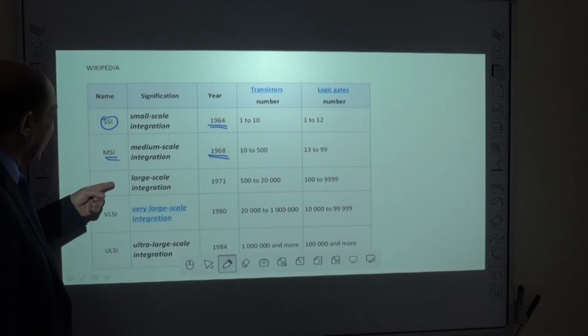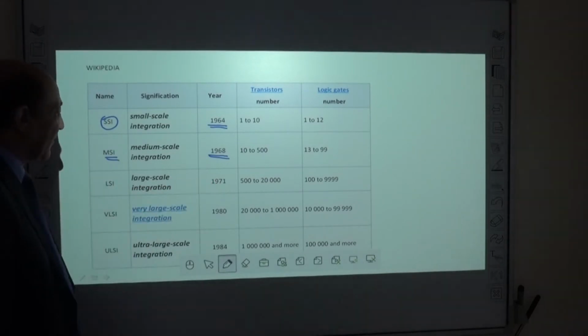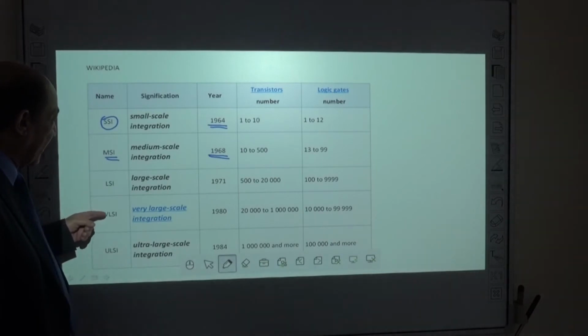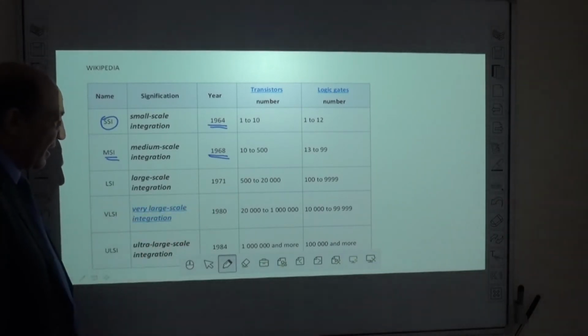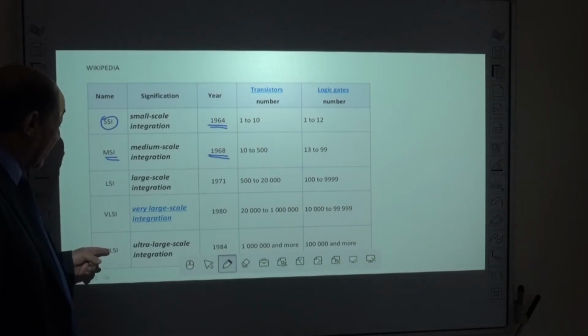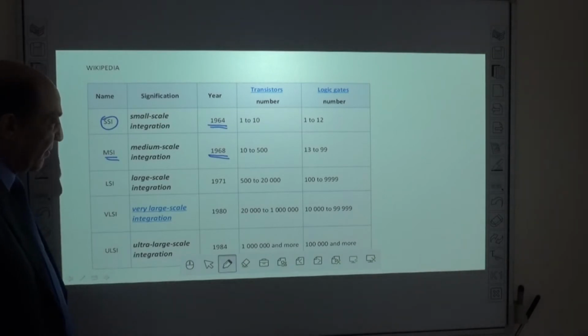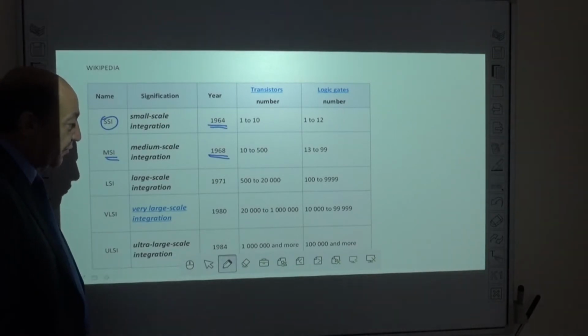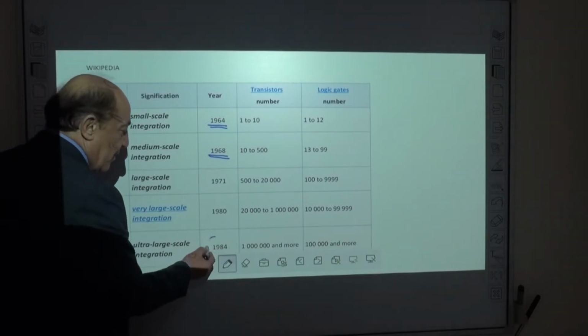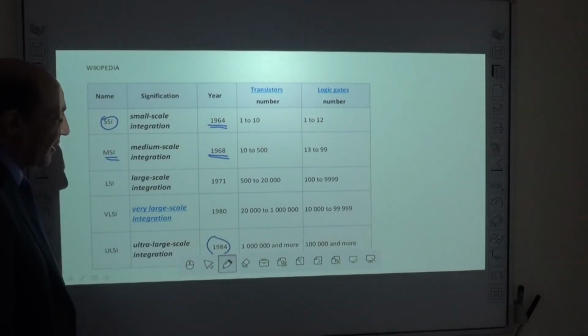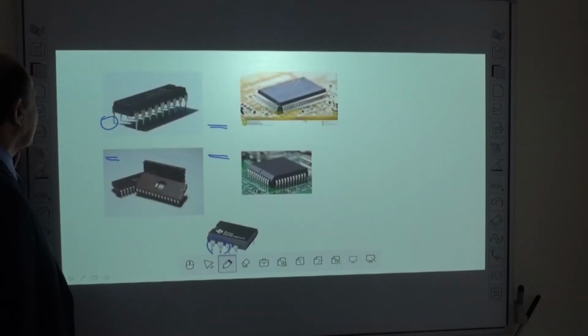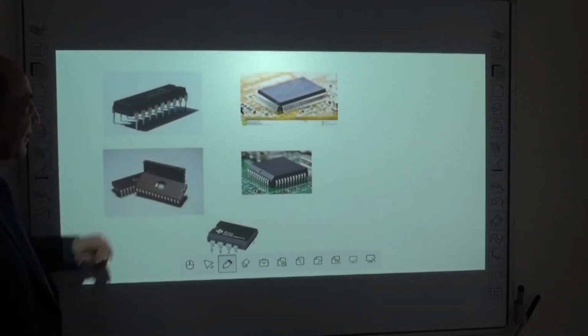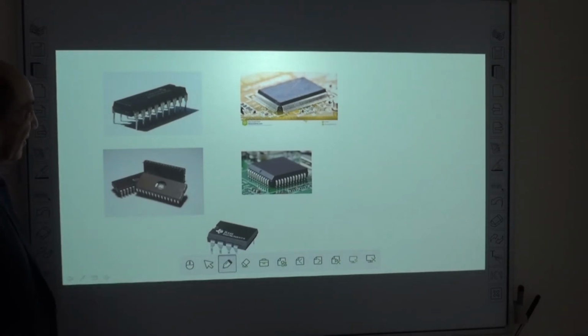Large scale integration, they started in 1971, very large scale integration 1980, and ultra large scale integration, they contain millions and even billions of transistors per one chip. They start in 1984. These are some ICs, just to take a look.